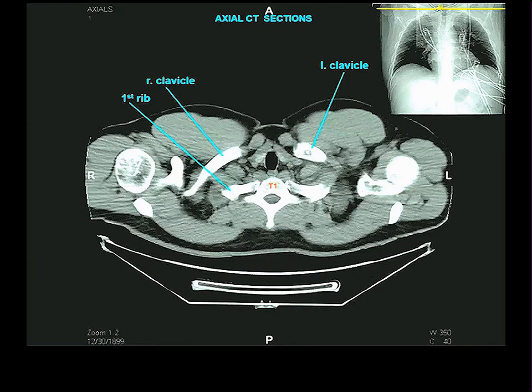There's another hint that it's the first thoracic vertebra in that I can only see the first rib. If you're lower down, you see multiple ribs. You see multiple ribs in a section. We'll see that in a second. Here are two clavicles coming in.